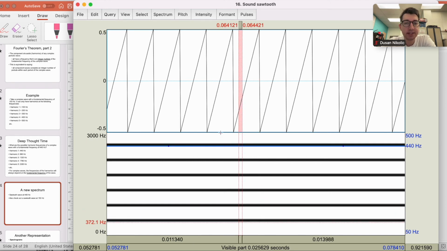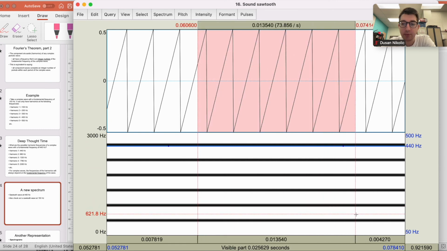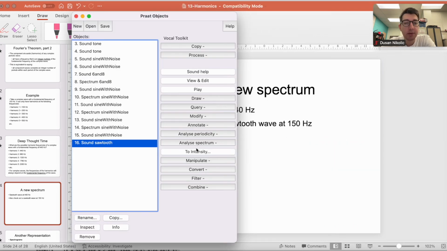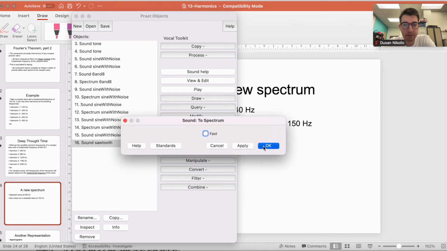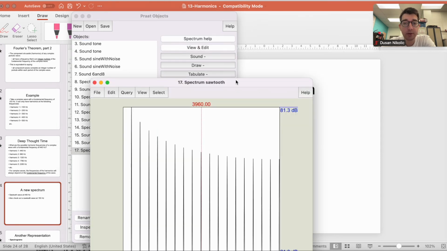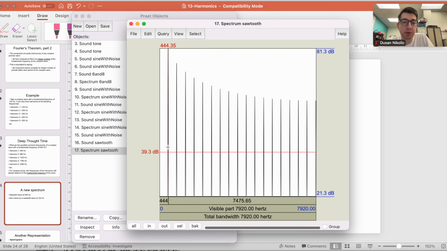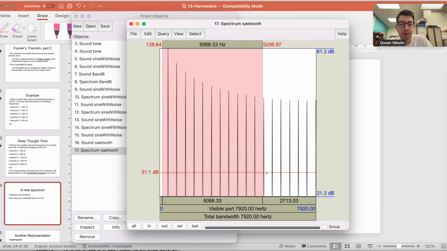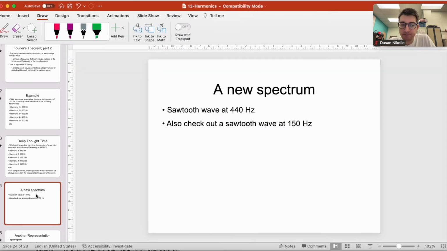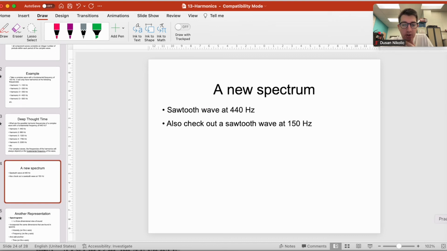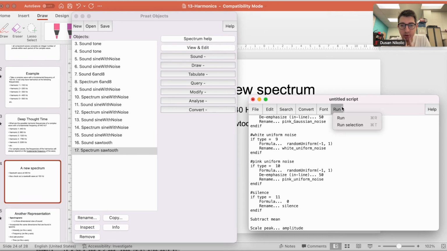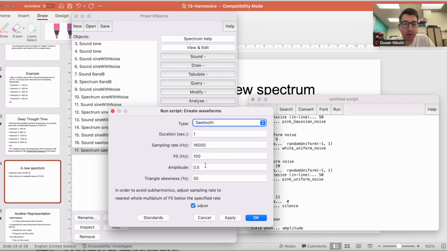And this is exactly what you can show with this power spectrum, right? A sawtooth wave will have a lot of these harmonics. The first one will be 440, the second one 880, the third one, and so on and so forth, right? And it sounds the same. Yeah, very annoying. Sorry about that. Okay. We can check out the sawtooth wave at 150 hertz as well.